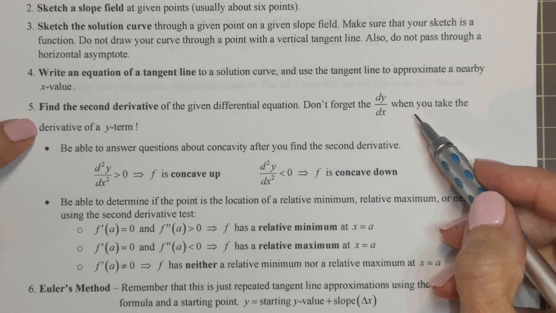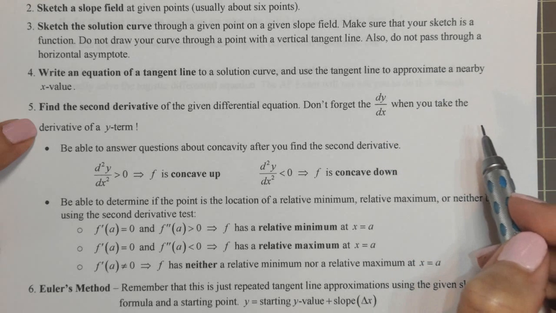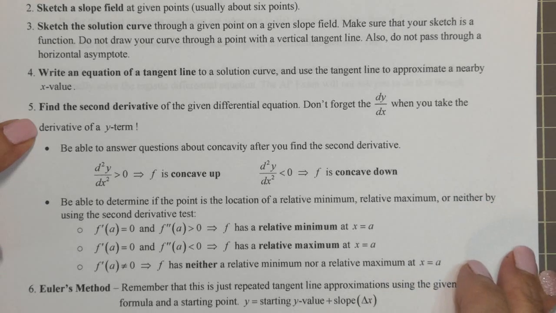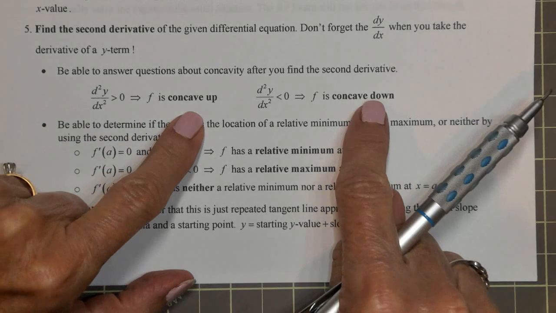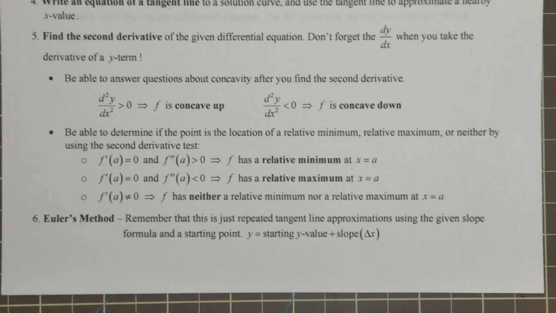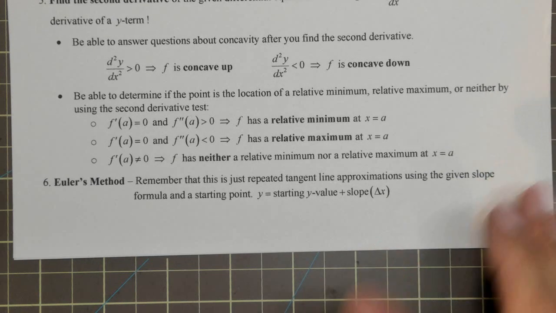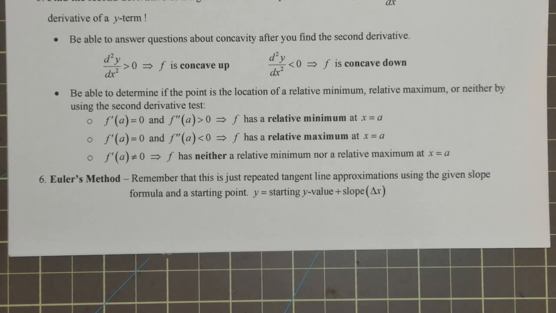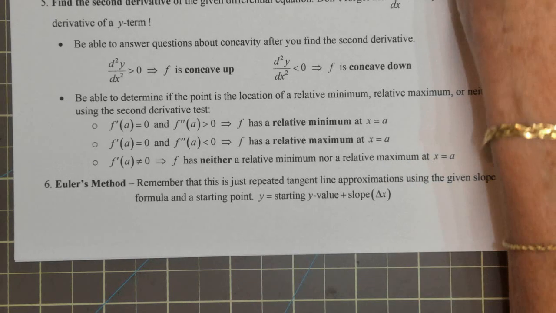Make sure that you're using implicit differentiation. If there are y's over there, you have to multiply by dy dx when you take its derivative. You'll have to use the second derivative to determine concavity, to determine if a tangent line is an over or an underestimate, things like that. Euler's method, another common thing to see here. You're given a dy dx, so you can use Euler's method.